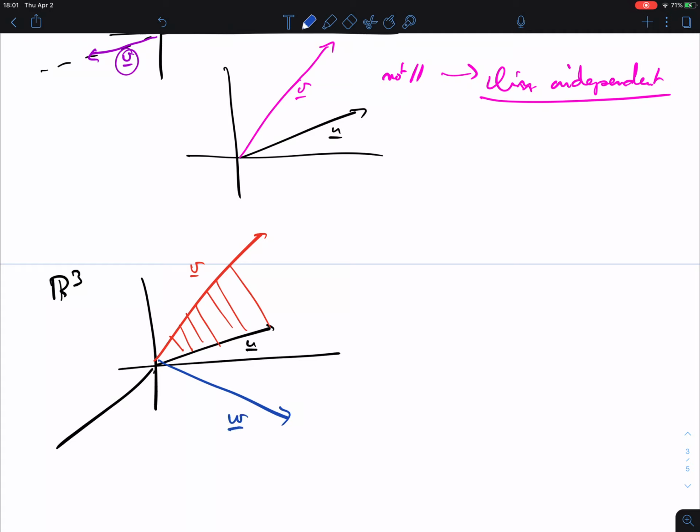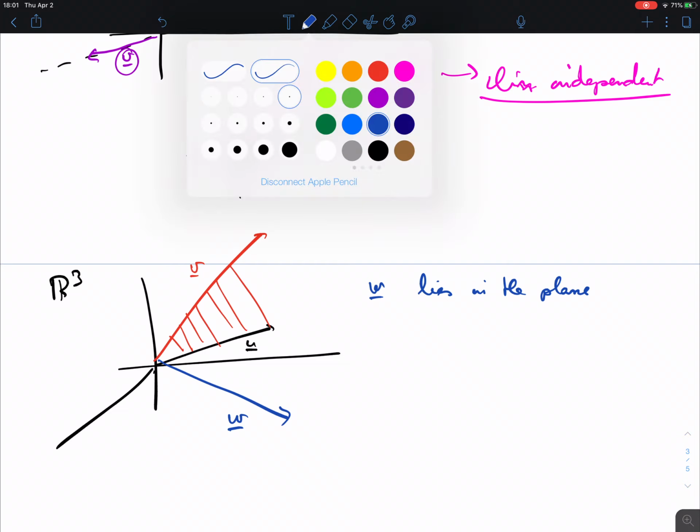So now what does it mean for linear dependence and independence? If w lies in this plane, in the red plane, let's call it the red plane, right?